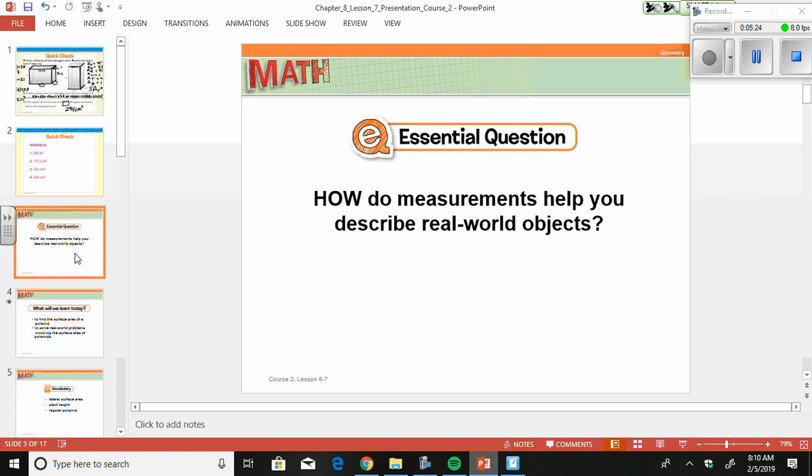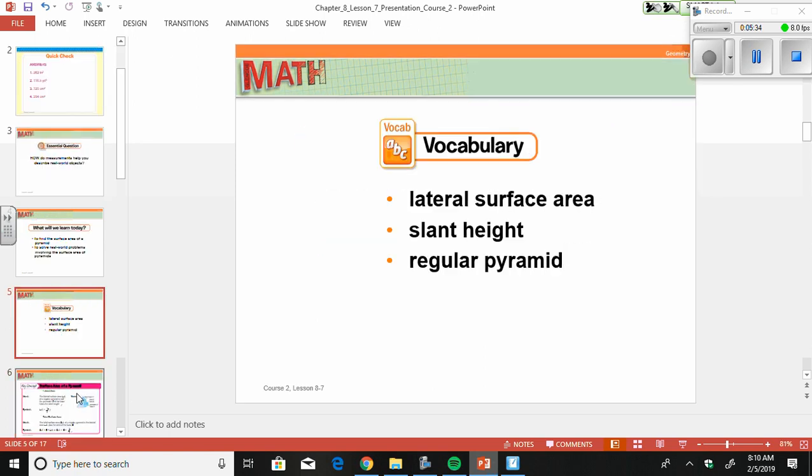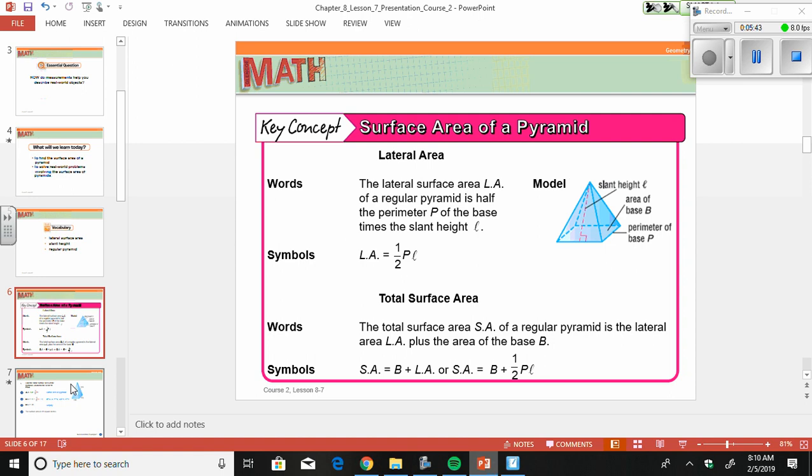So how do measurements help you describe real-world objects? Well, today we're going to show that we can find the surface area of a pyramid, and we can solve real-world problems involving the surface area of pyramids. So our vocabulary that we talked about: lateral surface area, slant height, and a regular pyramid. We have a key concept here that tells us about those things.